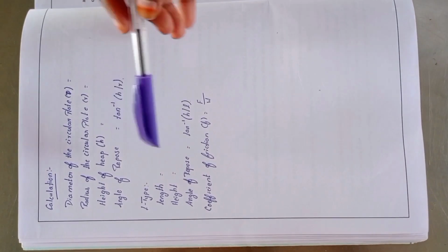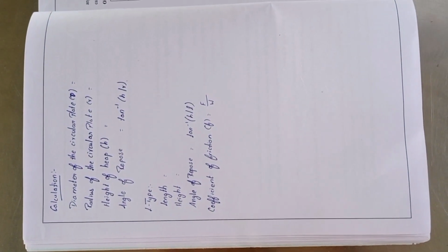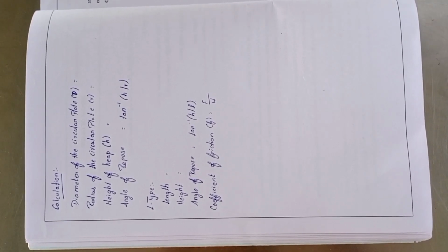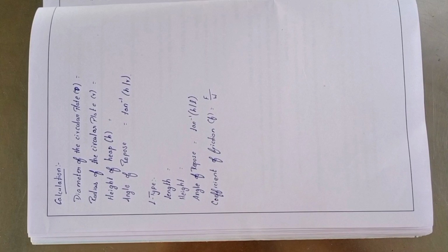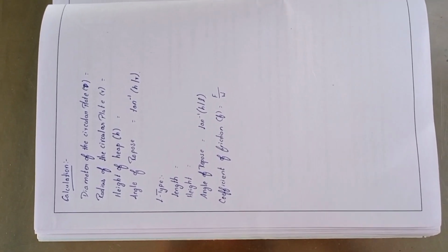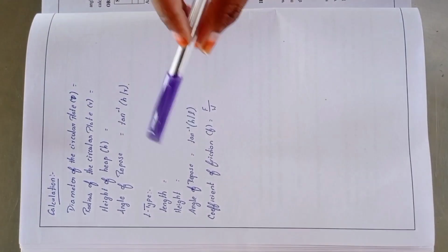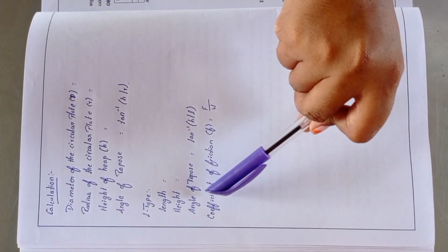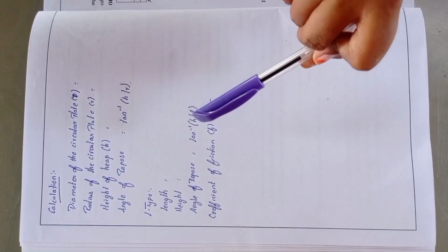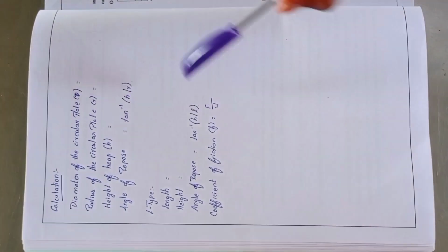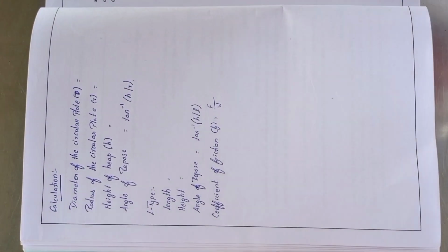For L type, we have to measure the length. As we said, it forms a slide-like structure. We have to measure the length of the grains drained out from the container, and the height of the grains drained out from the container. From this we can calculate the angle of repose, which is equal to tan inverse of height divided by length. From this we can calculate the angle of repose from the L type method.